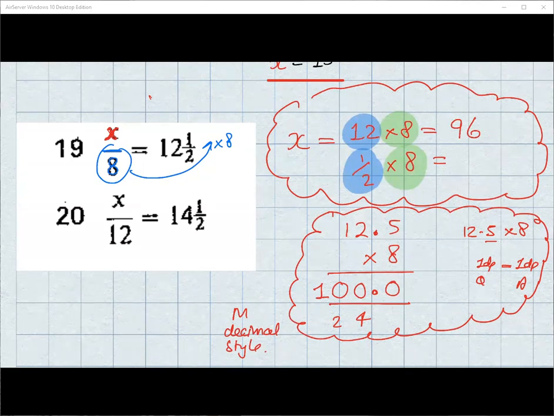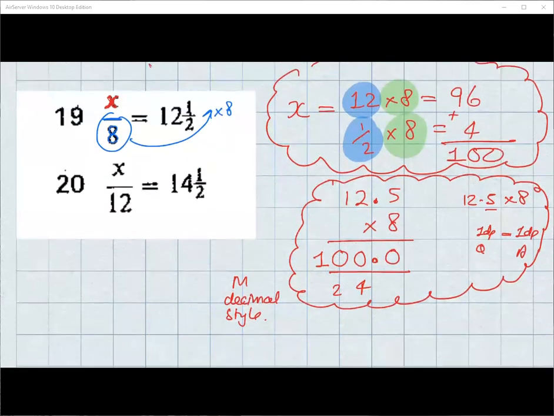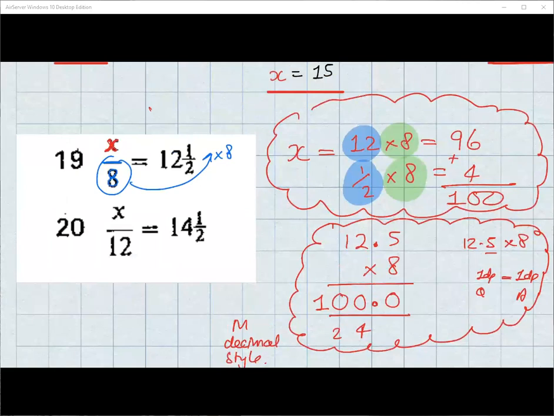Sir, oh yeah, go on. Who's going to say my method? Yeah, we'll give your method third method. So 12 and a half is split into 12 times by 8 and half times by 8. Half times by 8 is what? What's half times 8? Half times 8 is 4. And what's 96 add 4? 100. So we get the same answer as Aisha's answer. So this is going to be the third method.